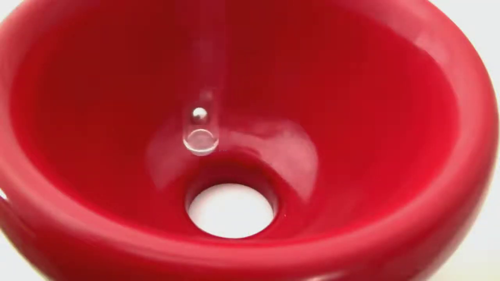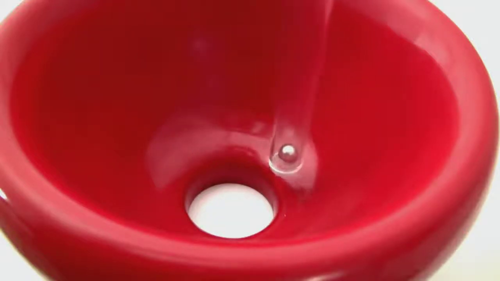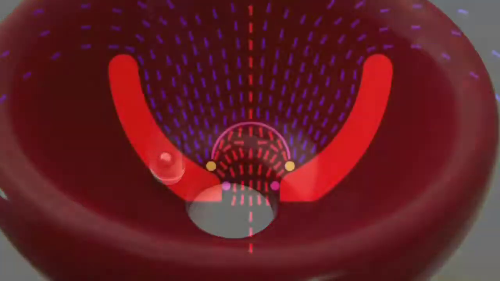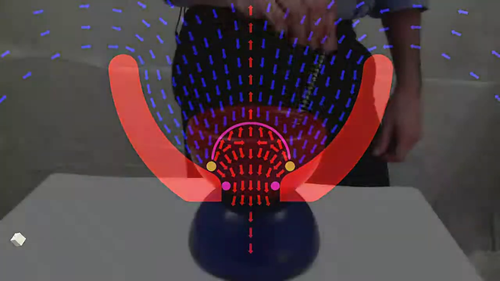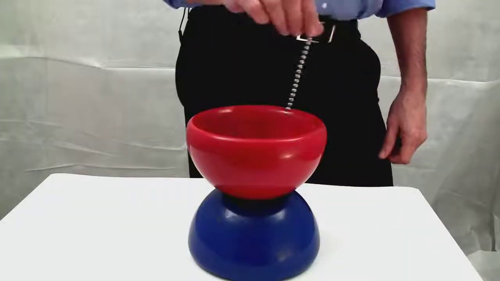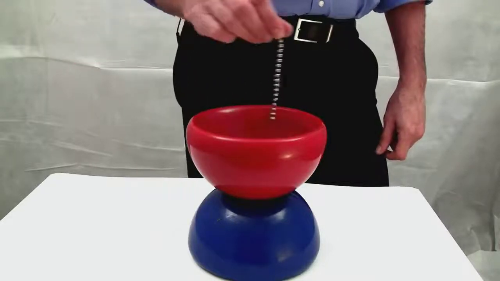Here we see a magnetic sphere being used to reveal the shape of the confinement dome. Here we see a string of magnets being used to show the magnetic field lines in and around the magnetic pole.